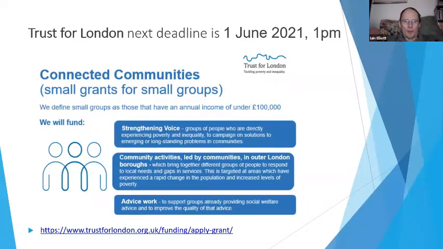So they'll fund things strengthening the voice of people directly experiencing poverty and inequality. Also things like advice work, community activities led by communities in outer London boroughs. So they are focusing now on outer London. I think traditionally there was the idea that most areas of poverty were in inner London, but they're recognising demographic changes, especially related to housing issues, causing a lot of poverty in outer London boroughs as well, because of their rapidly changing population and increased levels of poverty.